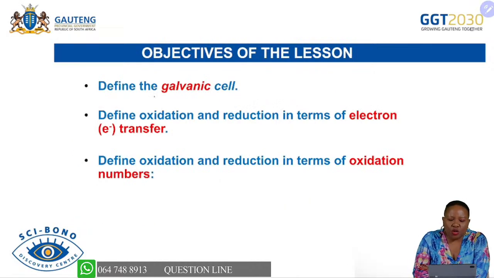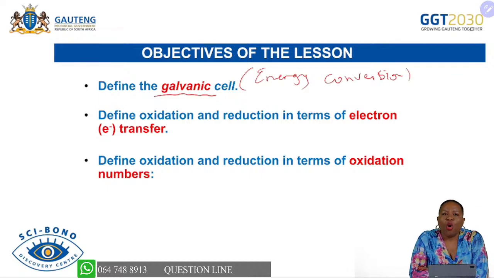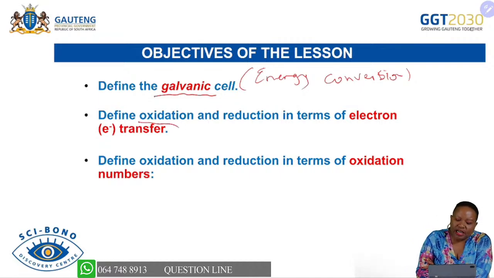Now, as I said, we are going to look at a galvanic cell and define a galvanic cell. As we start, we define a galvanic and an electrolytic cell in terms of energy conversion. So you need to know in terms of a galvanic cell what type of energy conversion occurs, and also in terms of an electrolytic cell what type of energy conversion occurs. And then we are going to look at oxidation and reduction, and we are going to define them in terms of electron transfer and also in terms of oxidation numbers.